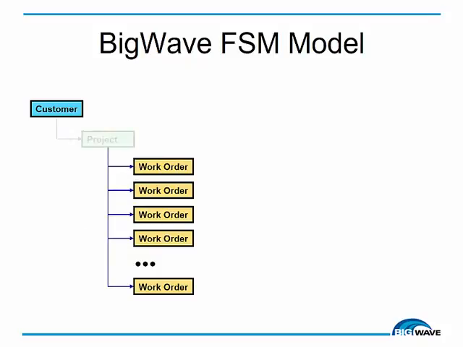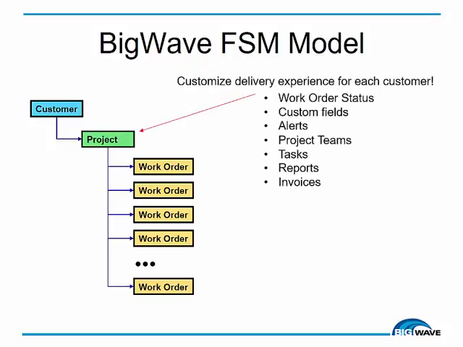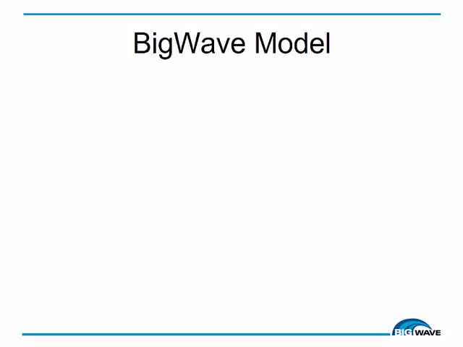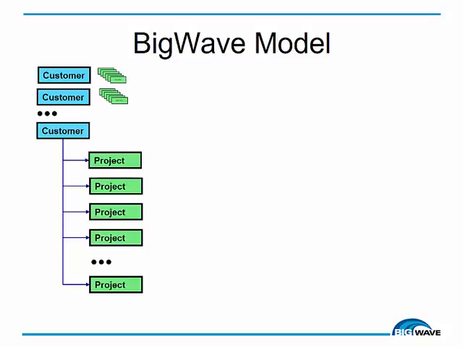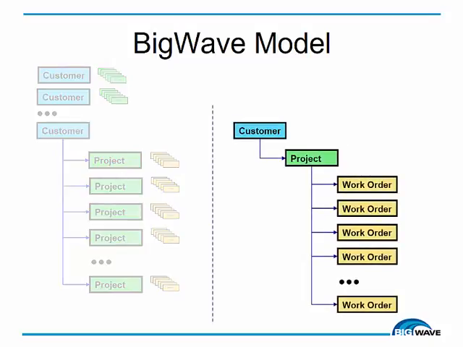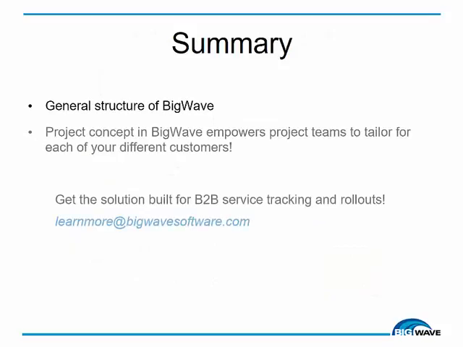BigWave created a project concept that acts as a container for its underlying work orders. The project enables us to customize the delivery experience for each customer. Looking at the big picture inside BigWave, you'll have an entry for each customer in each of your customer sites, and then the projects for each customer that contain work orders. You should now have a good understanding of BigWave's structure and a general idea of how projects in BigWave tailor your service delivery for all your varying customers' needs.